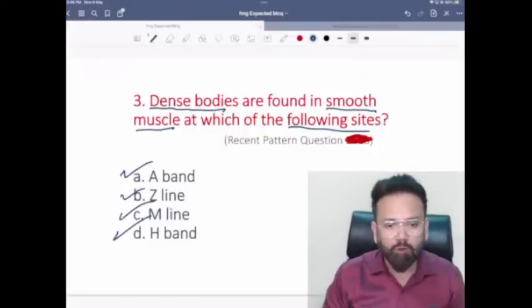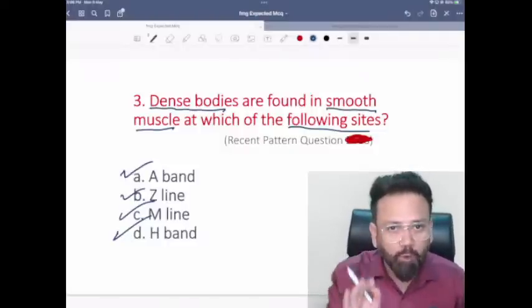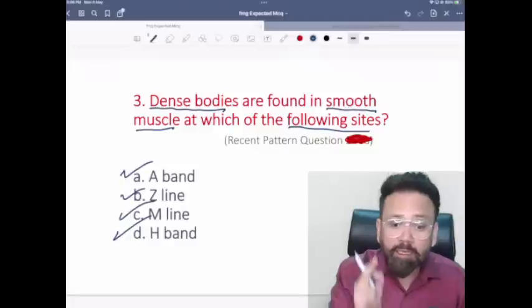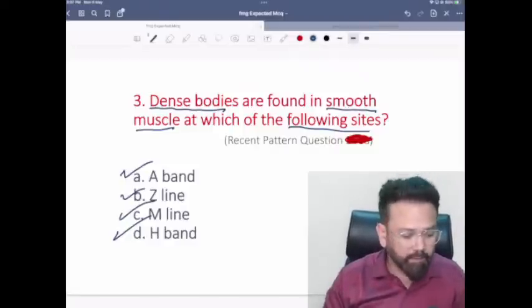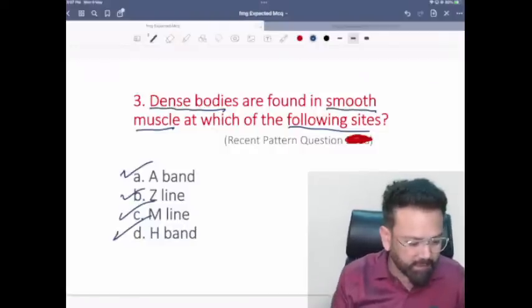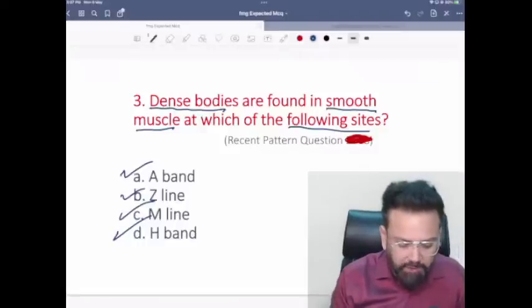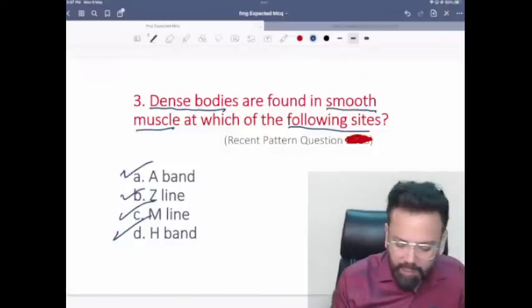Dense bodies are found in smooth muscles. So one point is clear: dense bodies are not in the skeletal muscle, they are in the smooth muscle. In place of what? H band? No. Yes, very good, Aditya. Answer is Z line.